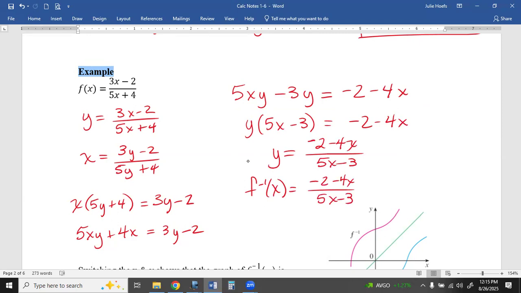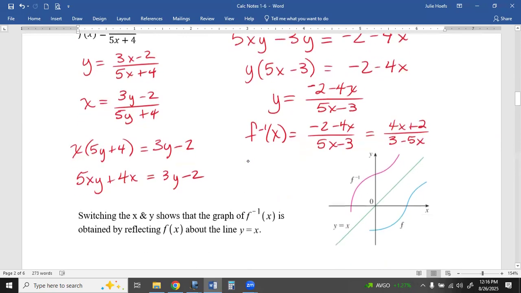Now, you could rewrite that. You could multiply top and bottom by a negative if you want the 4x first, and so this is okay too. Either way, it depends on how you moved it, which side you moved it to is what you would get. So, okay.